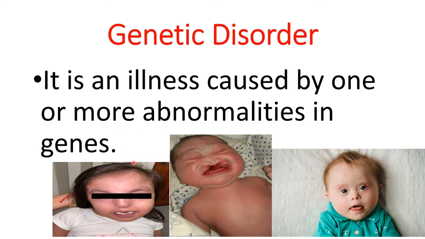As you can see in the example here, there is a child that has a problem in his lips. This is what you call a cleft palate. You can also see the set of eyes of this child. And look at this girl here. It can be a problem with her eyes, her nose, her lips, or maybe her mental development. That's how you define a genetic disorder.